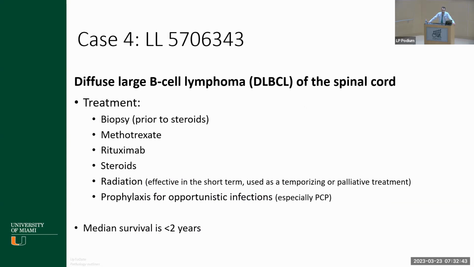In terms of the long-term effectiveness, it can be limited. And then if they're on these immunomodulating medicines, prophylaxis for opportunistic infections is important as well. Prognosis is very poor, with median survival of less than 2 years.